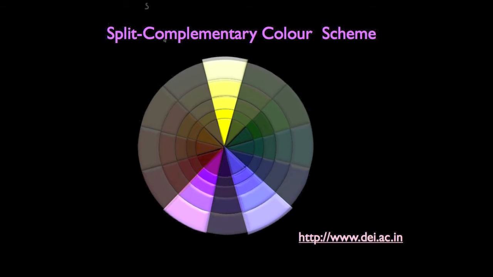And what do you think should be the split complementary? One hue plus two others equally spaced opposite is known as a split complementary color relationship.